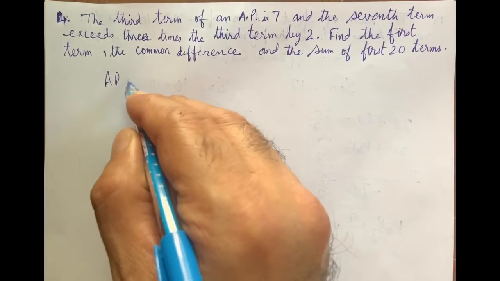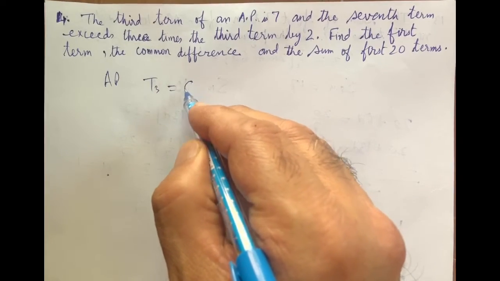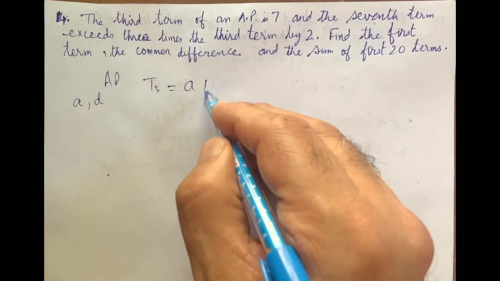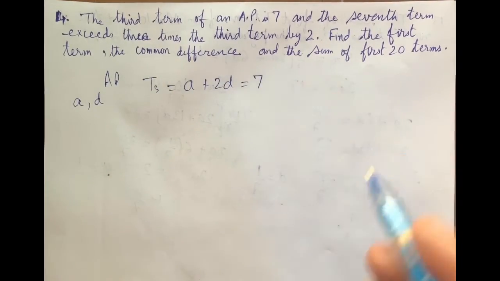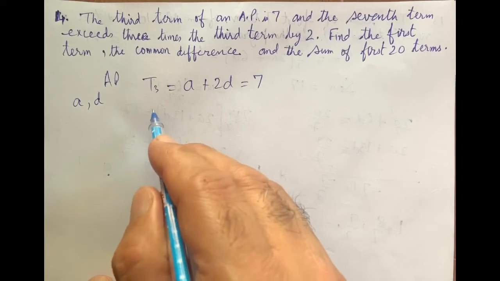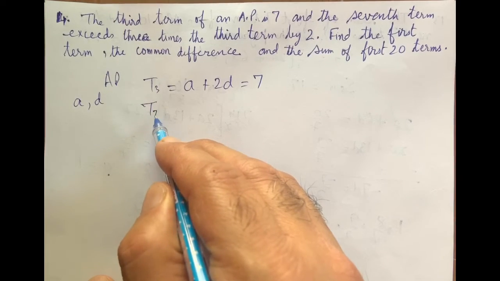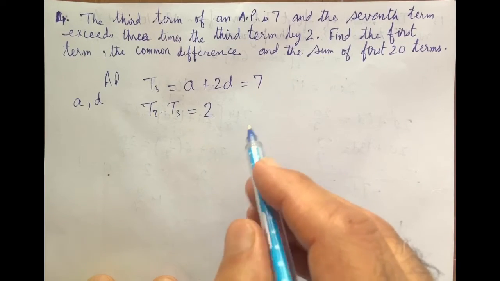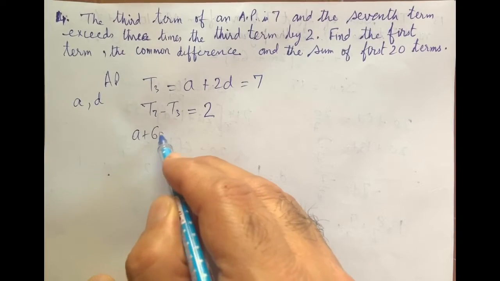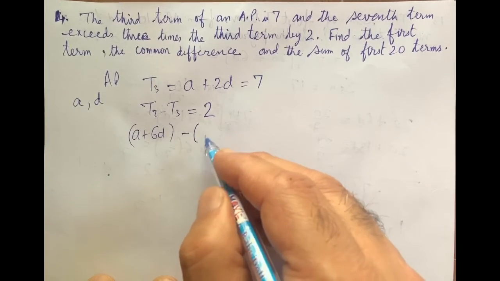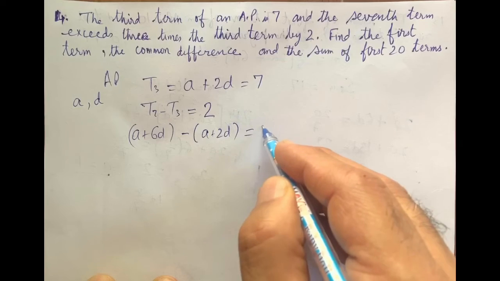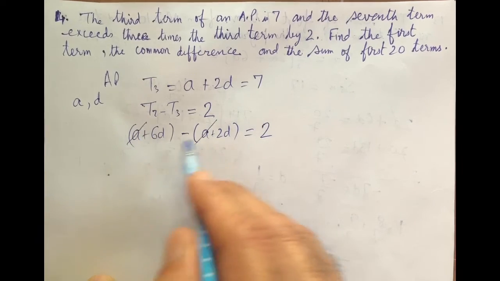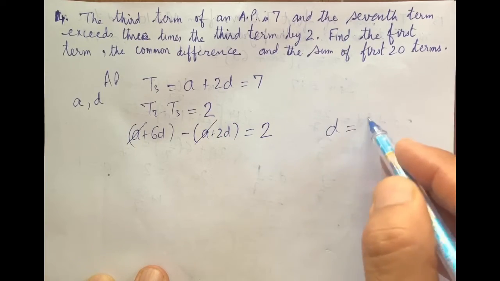We are given an AP in which, let us say the first term is a and common difference is d. So the third term is a plus 2d. The seventh term exceeds the third term, it's seventh term minus third term. This difference is given as 2. So the seventh term means a plus 6d and the third term is a plus 2d. This difference is 2. So open the brackets, a will cancel out, d is equal to 1 by 2.